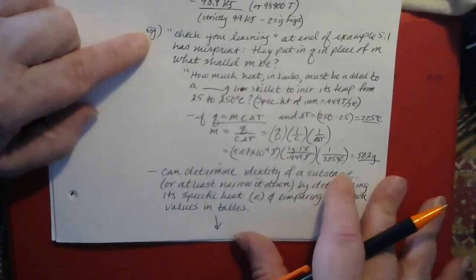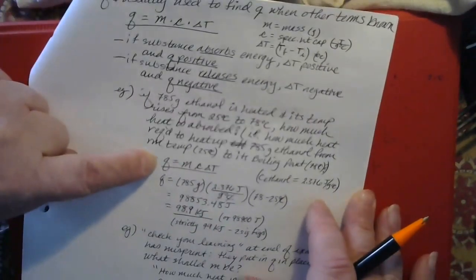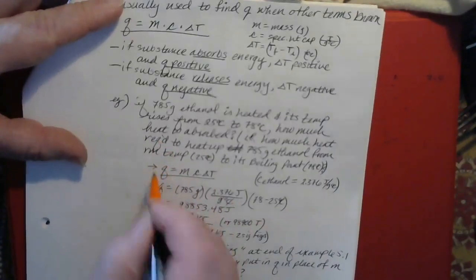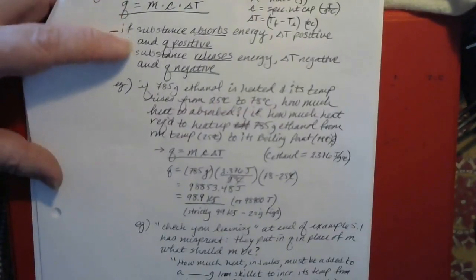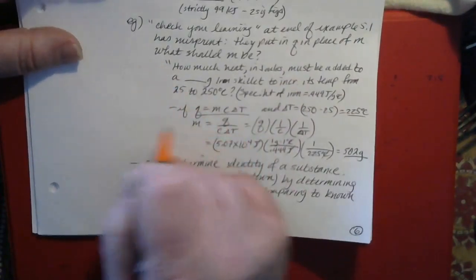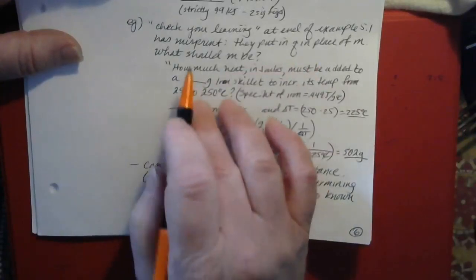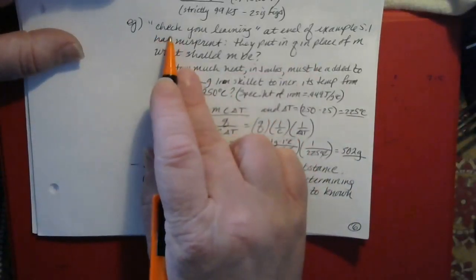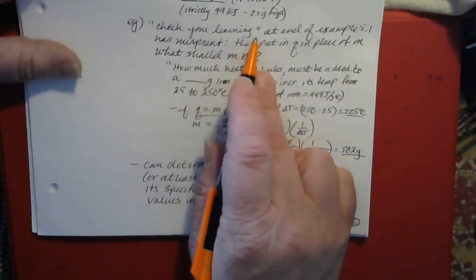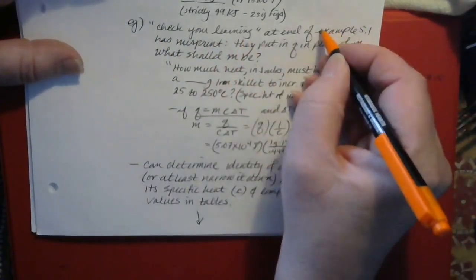Sorry. We don't always, though, use the equation in this form to find Q. That's just the most customary way that we use it. An example of how you can rearrange the equation to find other things, if you know everything else, would be looking at the check your learning question at the bottom of example 5.1.